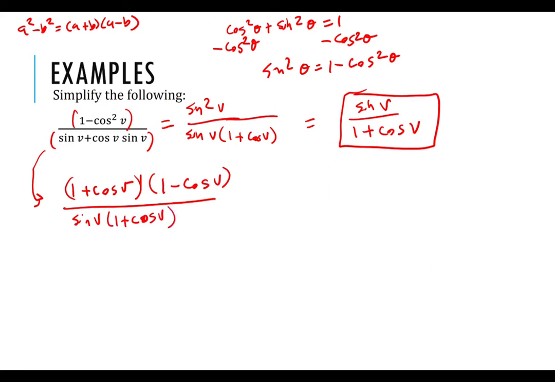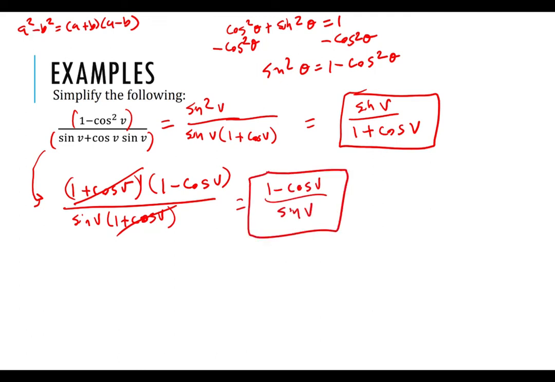And so then I've got 1 plus cosine of v divided by 1 plus cosine of v. That's going to be 1. And that would be 1 minus cosine of v divided by sine of v. And recognize that via this, these two things are actually equal. Which one's better? That's all going to come down to preference. But I claim that these are both pretty good simplifications.